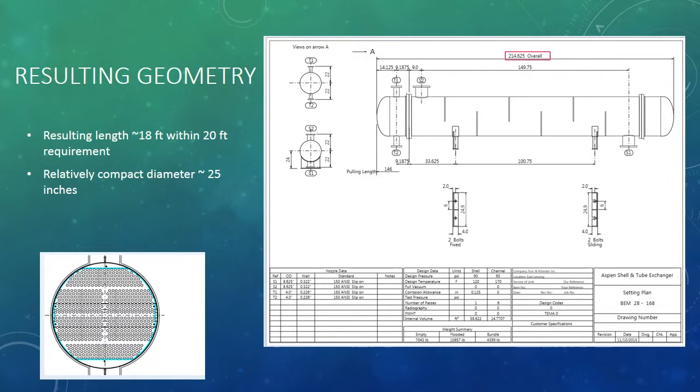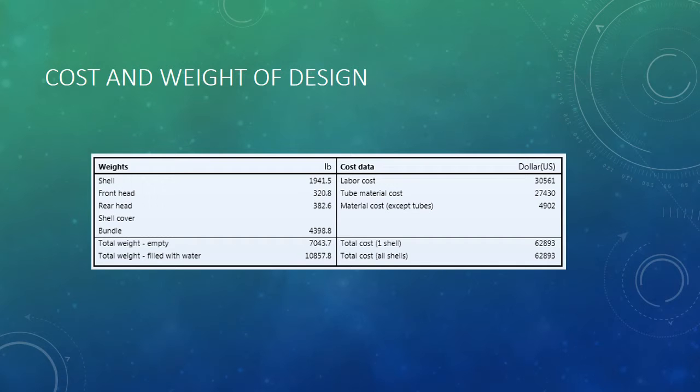We got a resulting length of about 18 feet, which was within the 20-foot requirement, and it was a relatively compact diameter at about 25 inches. Our design came out to be about 7,000 pounds and around $62,000, which was relatively cheap compared to the other designs that we previously had.